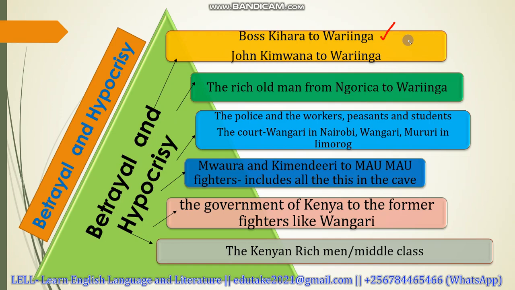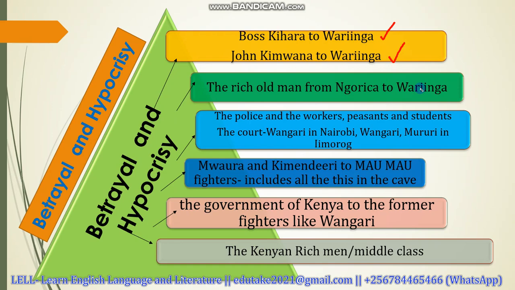Then the second aspect of betrayal and hypocrisy is actually John Kimwana to Waringa. We expect John Kimwana to really be very, very honest and very simple. A young girl who has gone through a lot of troubles. She has been sent away from the workplace, and the landlord is also on her case. But then when she goes to explain to her lover, the person she expects to get the biggest comfort from, he tells her, we cannot go on with this relationship. He accuses her of having always slept with her boss. This is also a big betrayal and hypocrisy from the side of a lover like John Kimwana.